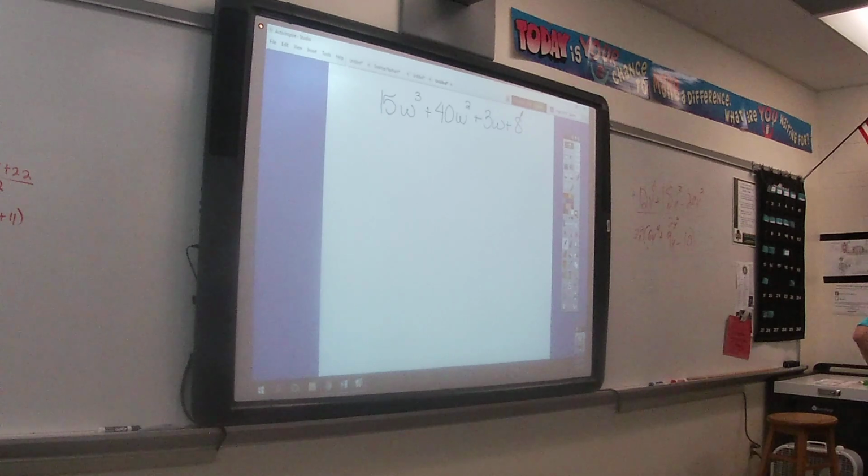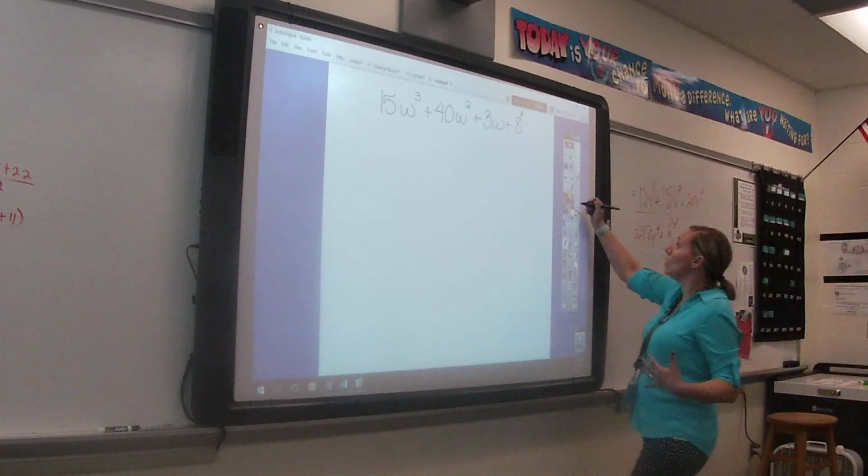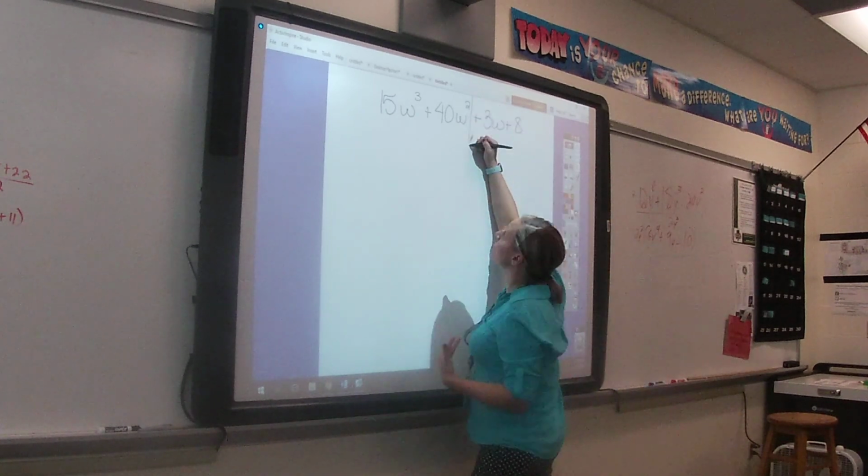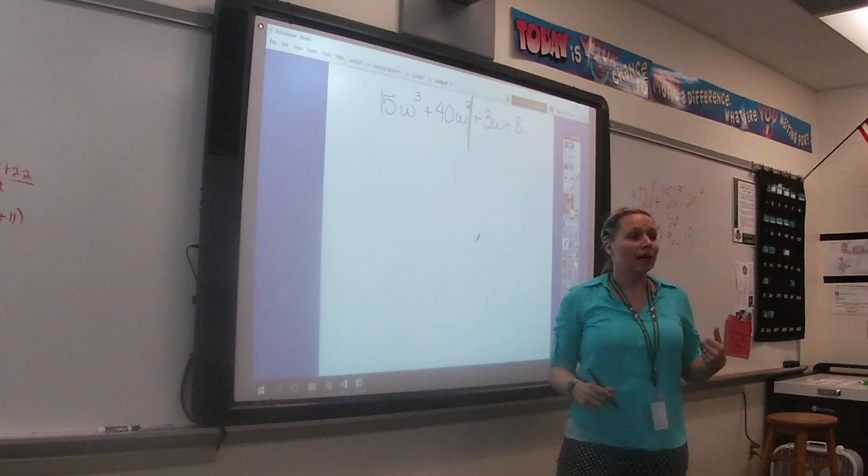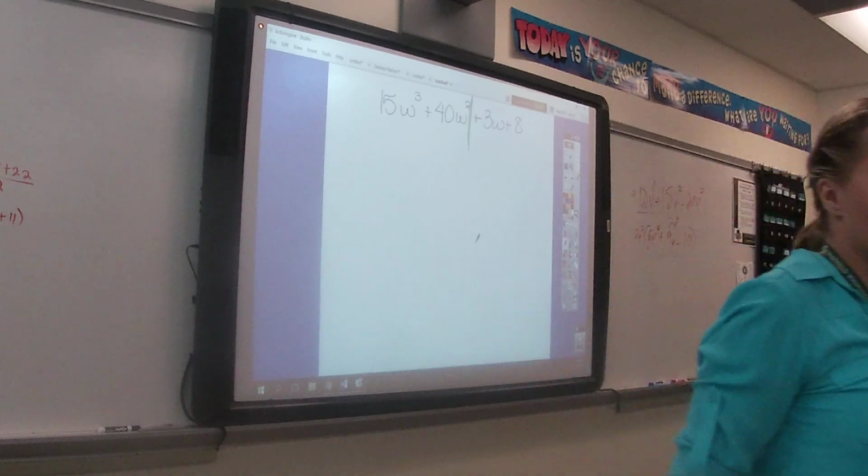Okay, is this 4 terms? Yes. So can we consider factoring by grouping? Yes. First thing we said is, is there a GCF of all 4 terms? Can we think of a number that will go into 15, 40, 3, and 8? No. Do they all have the variable? No. So no GCF, so skip step 1. Step 2 says what? Split in half. If you personally want to rewrite it and separate them, that's fine. I'm fine with drawing a line and just knowing those are 2 separate pieces.